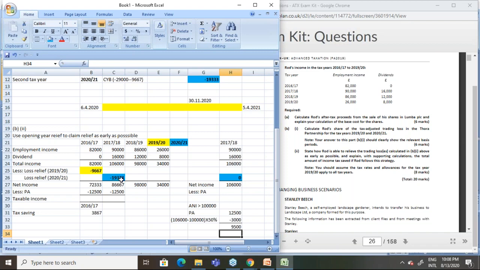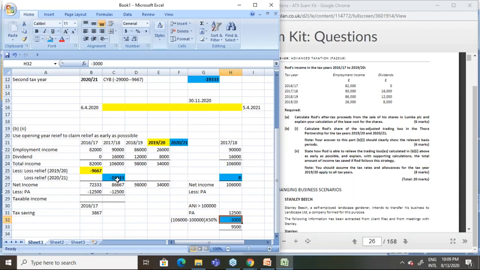Without this loss relief of 19,333, my adjusted net income would have been 106,000, and as a result the personal allowance would have been reduced by 3,000 pounds. Now, because of the loss relief claim, I have received two benefits. One is my taxable income came down by 19,333. At the same time, I was able to secure the full personal allowance, otherwise would have been reduced by 3,000 pounds.